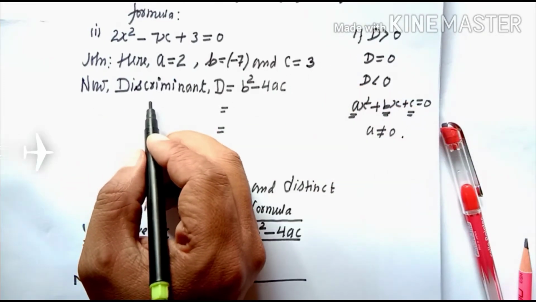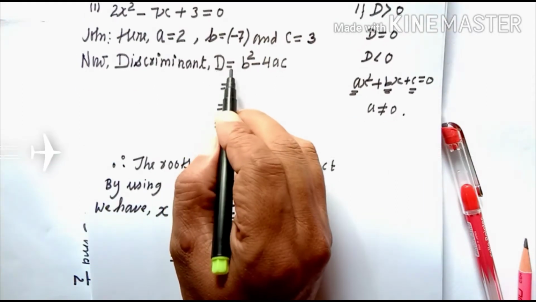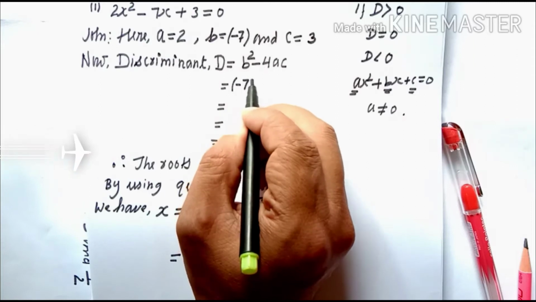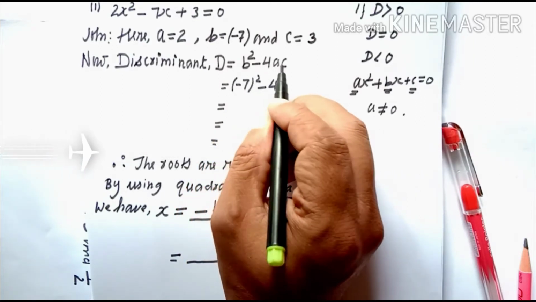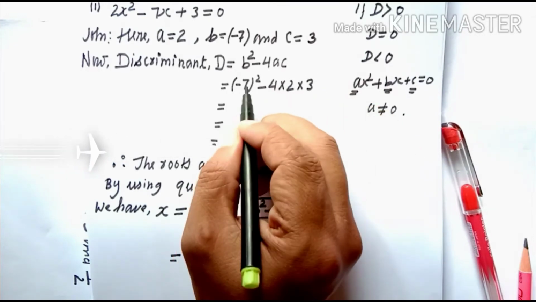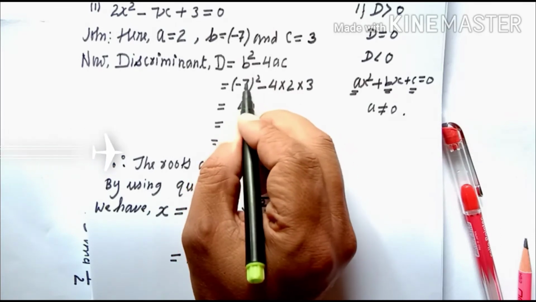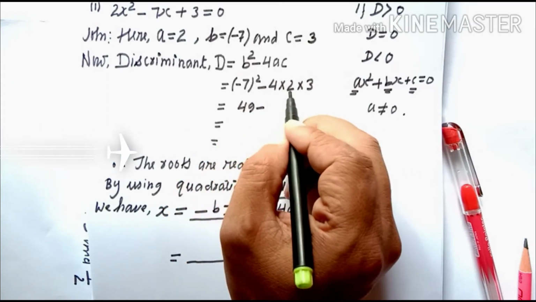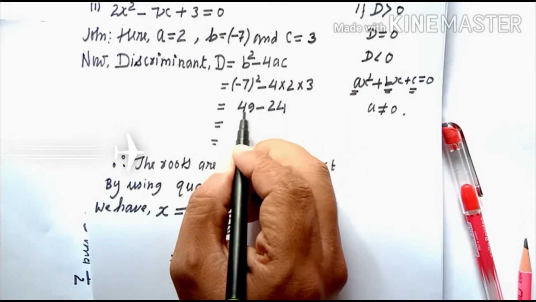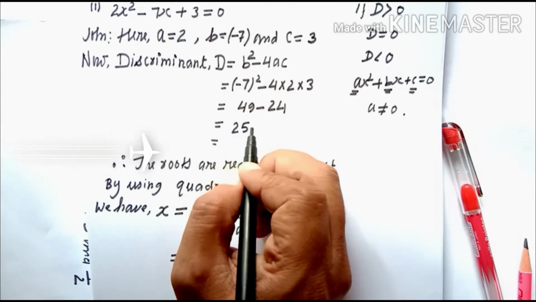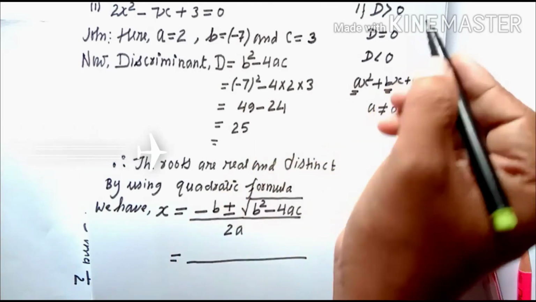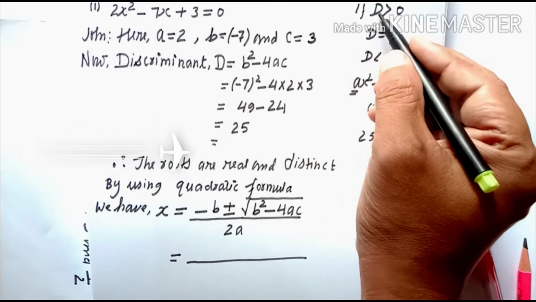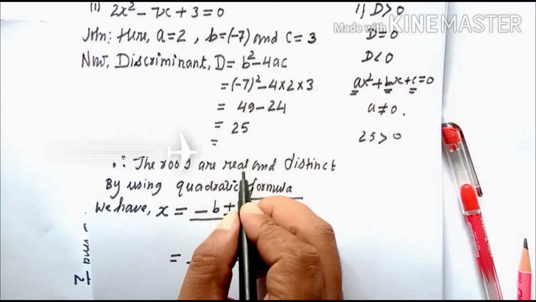Now first get the value of the discriminant, which is D equals b squared minus 4ac. So we can substitute the b value here: -7 the whole squared minus 4 into a, 2, into c, 3. So 7 squared is 49. Remember that whenever it has an even power, it will always give a positive. So minus 4 2s are 8, 8 3s are 24. Then 49 minus 24 equals 25. So what we can see here, you can compare with 0. Here 25 and 0. So I can say that 25 is greater than 0. Who is 25? 25 is the discriminant. So then the nature of the roots are real and distinct.